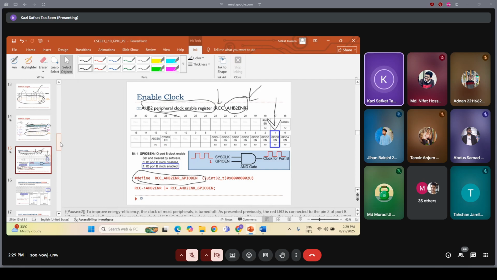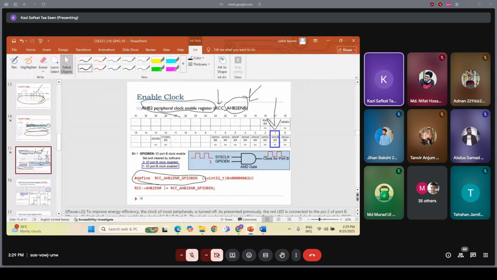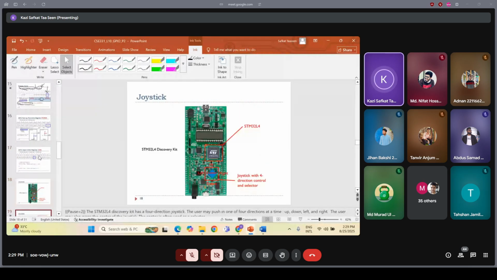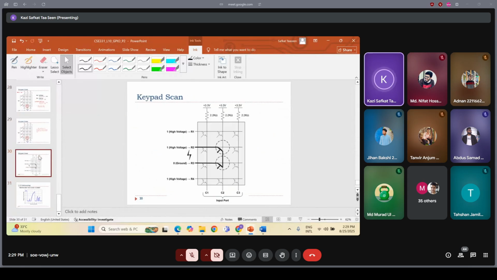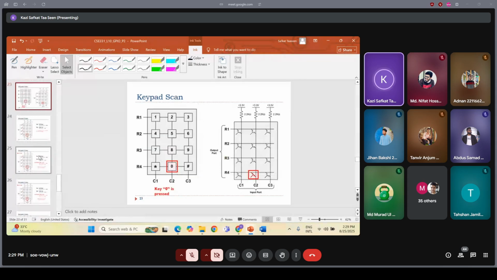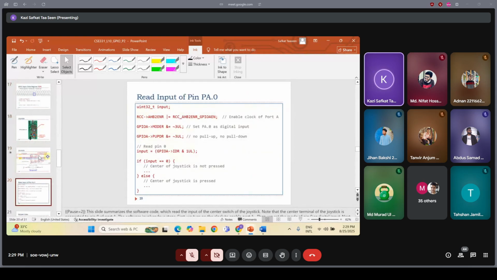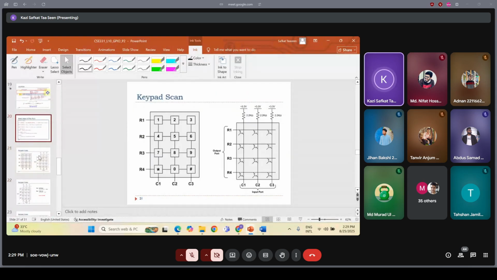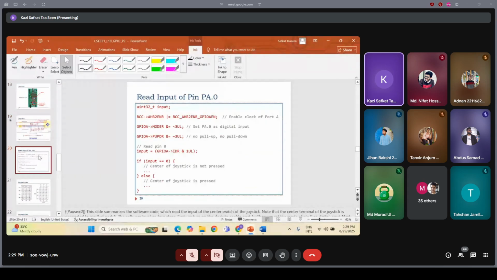So I think this is what we discussed last class. It was pretty recent. Does anyone have any questions from slides 15 to 31? The keypad scan is kind of simple. But before that, any questions regarding this joystick configuration? You'd want to look at this piece of code for the joystick.